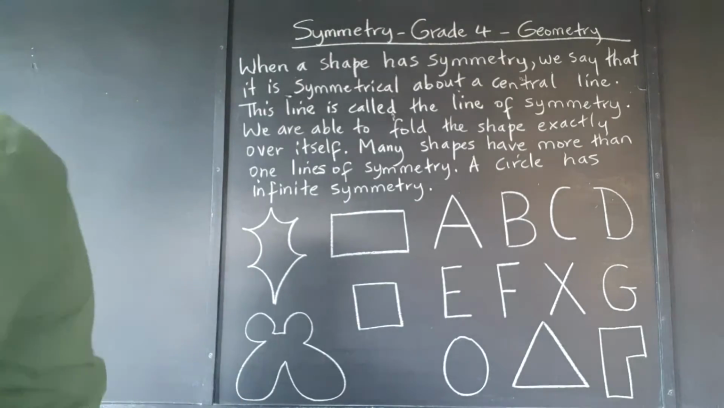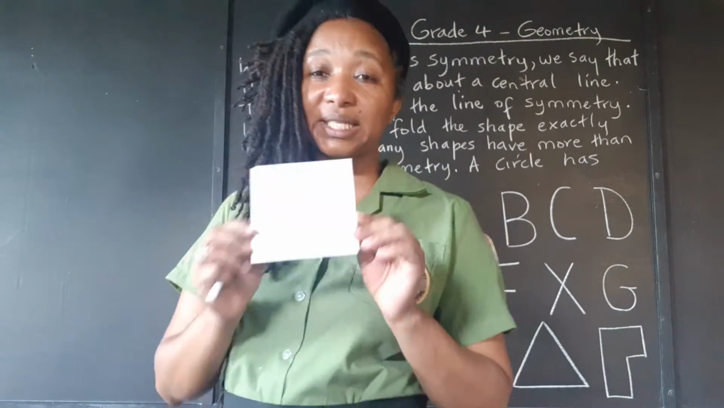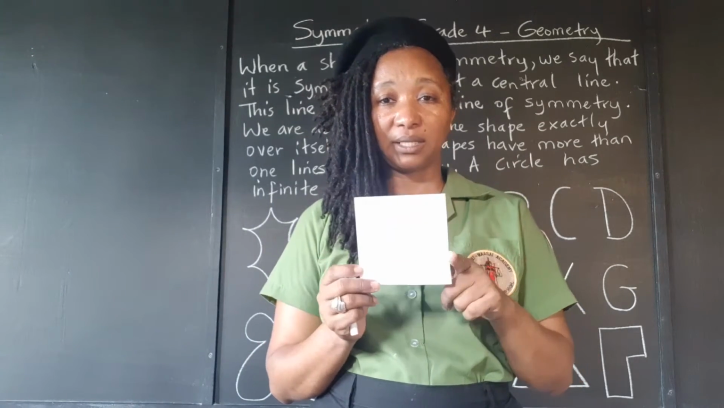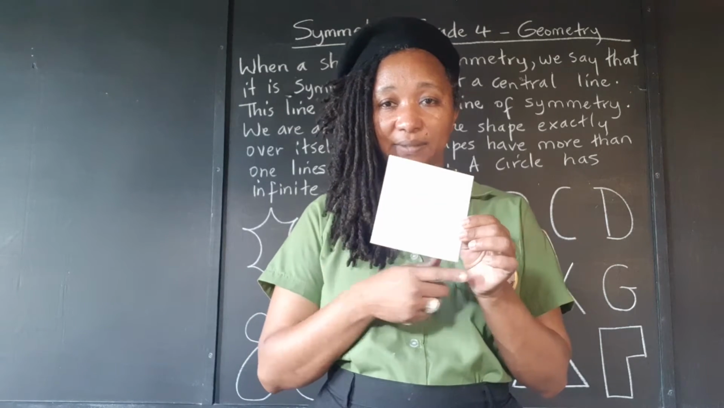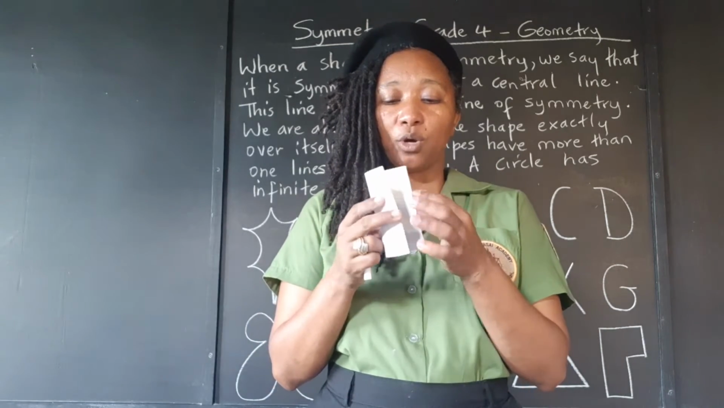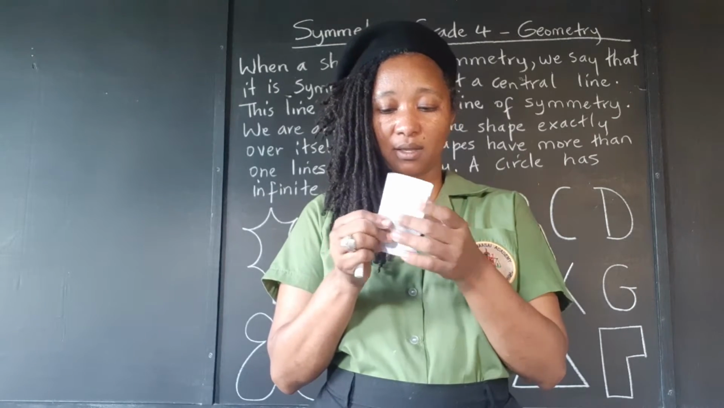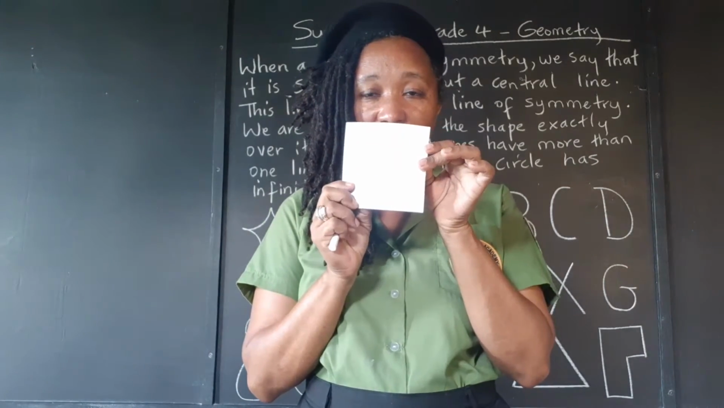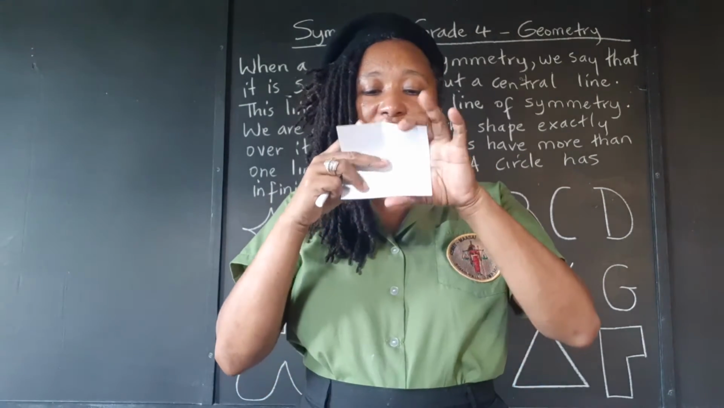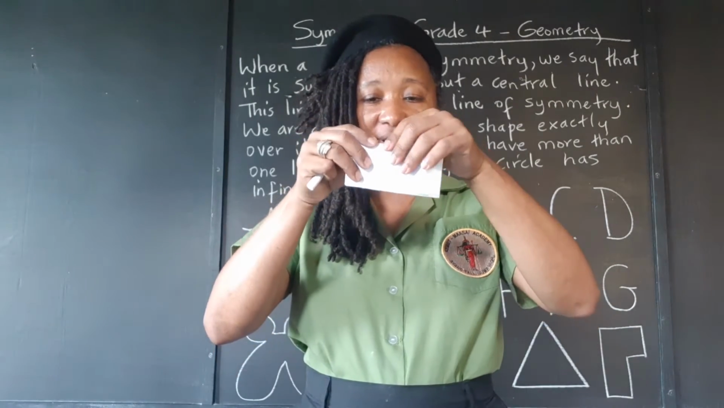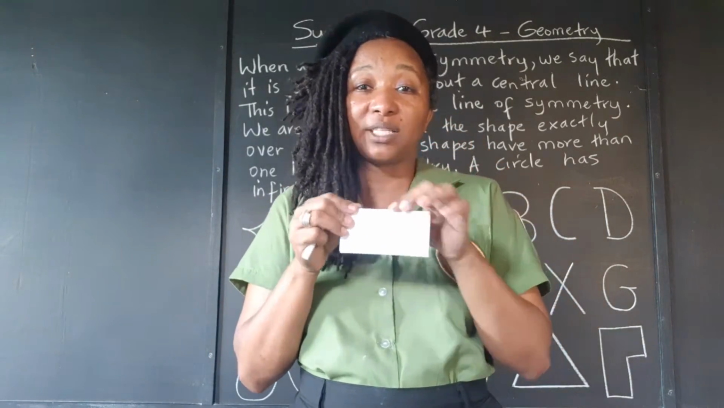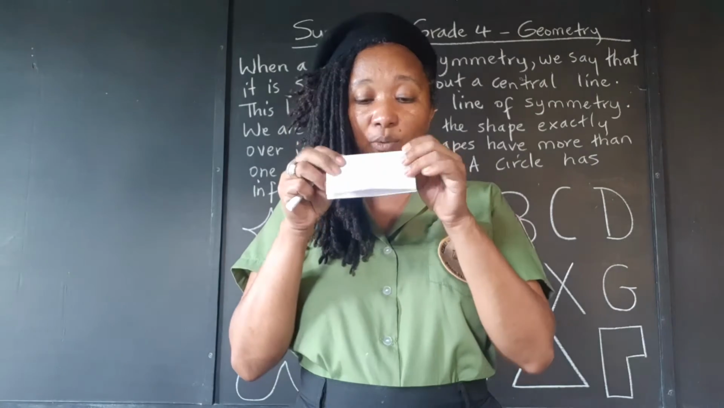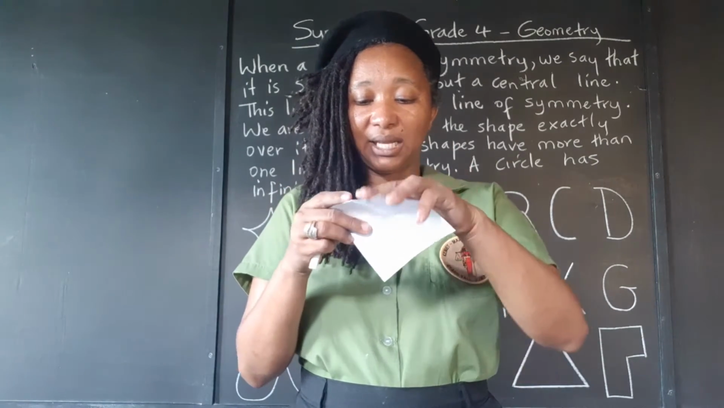So let's look at the square. So this is a square, and we know that in a square we have four equal parts, four equal lengths, right? So we know we can fold it this way. So we can fold it that way. That's one line of symmetry there. We can also fold it the other way, vertically, horizontally, whichever way you want to call it, in a square is the same, because the lengths are the same, right?